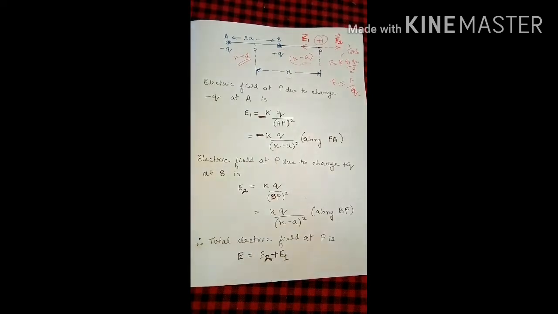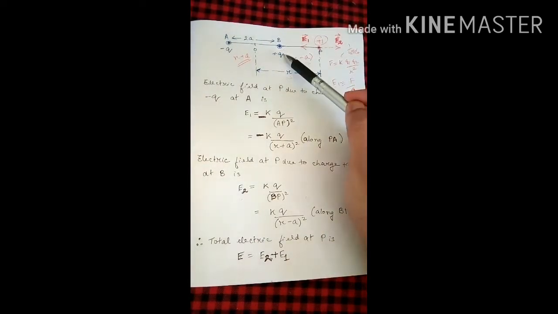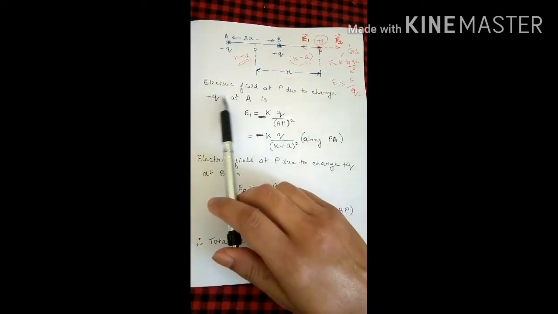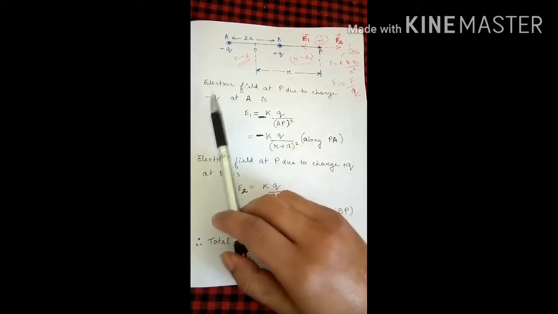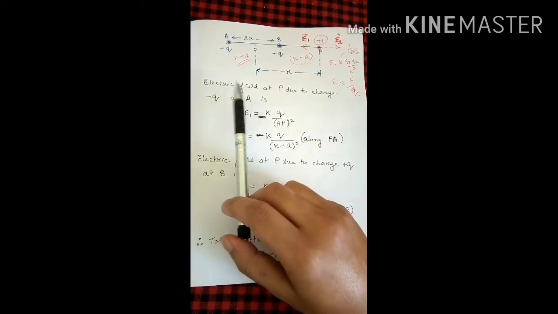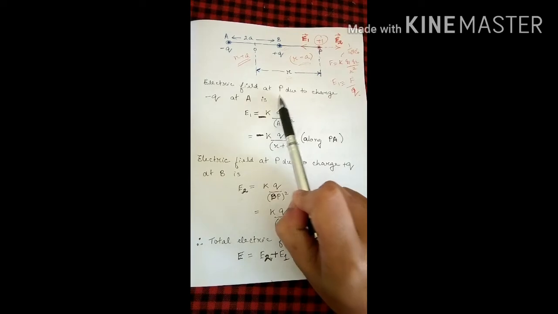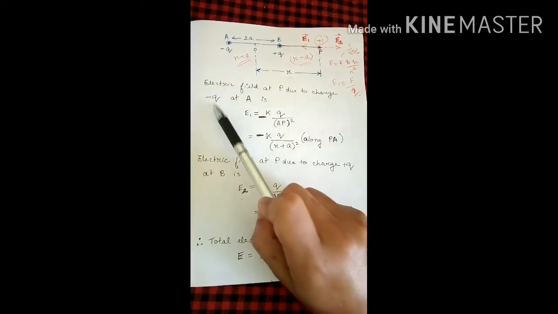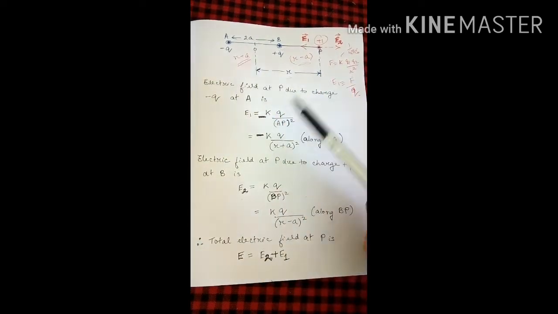We can see that we can easily calculate the electric field intensity at the point P due to both the charges of the dipole. So let's go to the discussion. First, we will calculate the electric field intensity at this point due to the first charge, minus Q. I have written here the electric field at P due to the charge minus Q at A. We are going to calculate the electric field intensity at the point P due to the charge minus Q. The minus Q charge is at the point A. So what will we get for the electric field at this point?